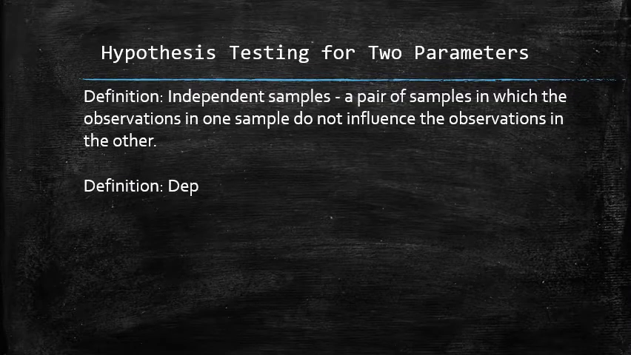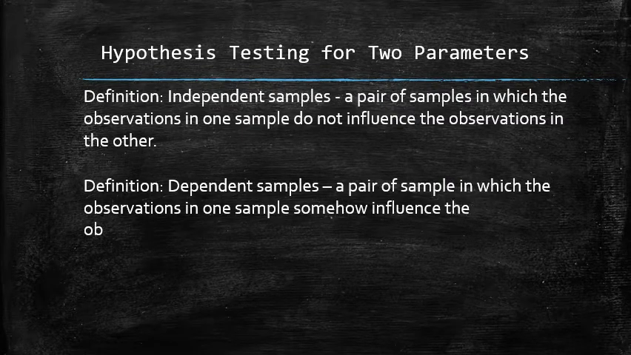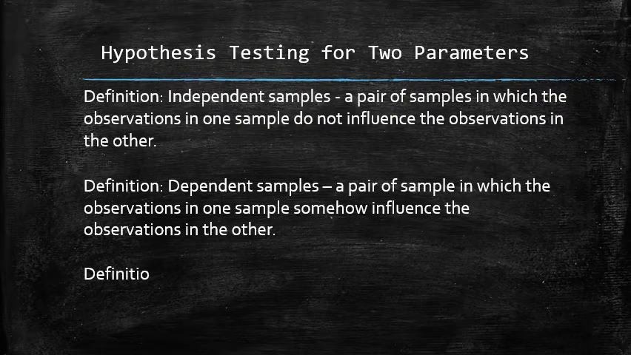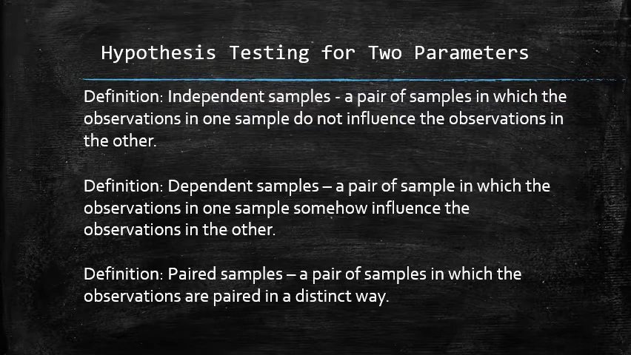We call a pair of samples dependent if the observations in one sample somehow influence the observations in the other. We call a pair of samples paired if the observations are paired in a distinct way. Note that paired samples are dependent, but not every dependent samples are paired.